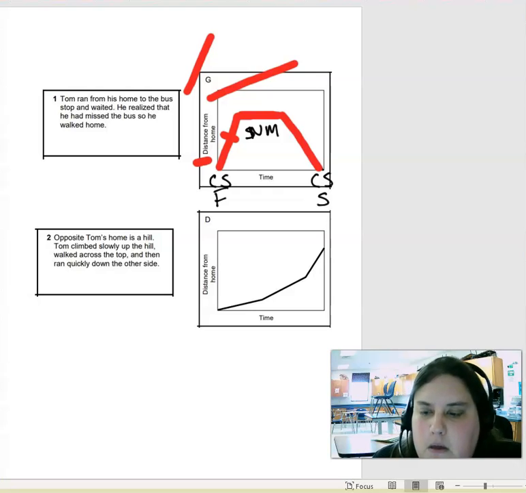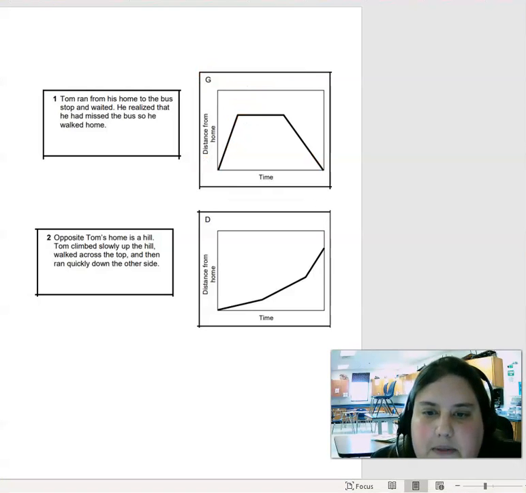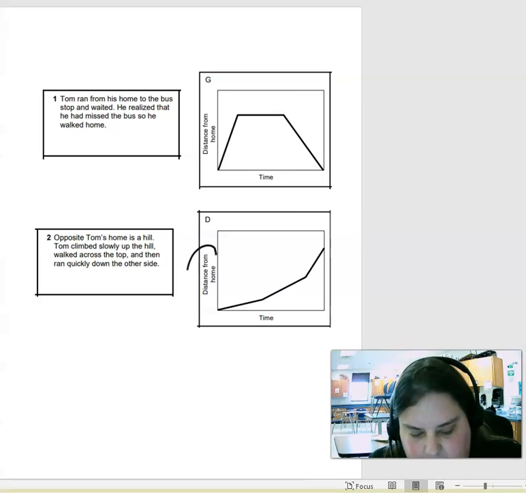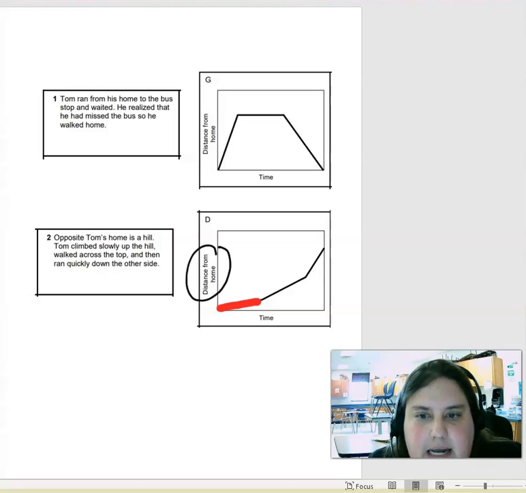Okay, so problem 2 says opposite of Tom's home is a hill. Tom climbed slowly up the hill. So again, I've got a distance versus time graph, but when I look at this line right here, notice it's not as steep. That's because he is climbing up the hill. You're going to go slower as you move up the hill than you are as you move down the hill. And so my line right there is representing constant speed, but it's showing that he's not moving very fast.